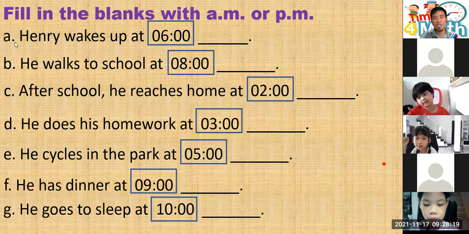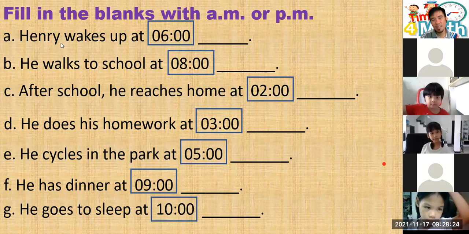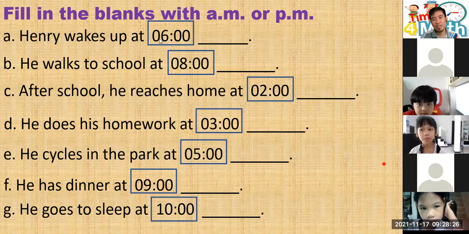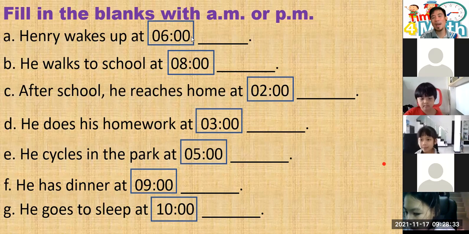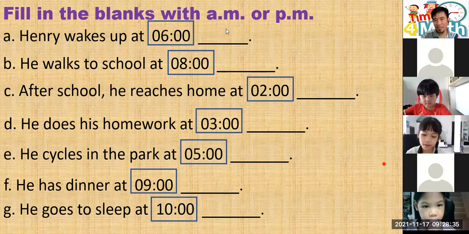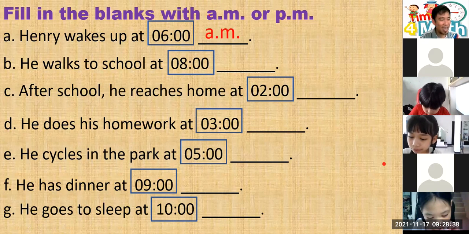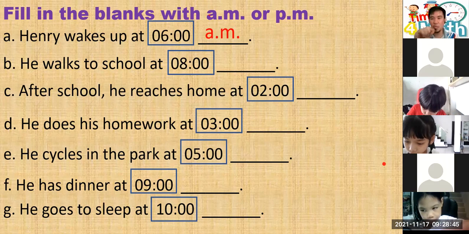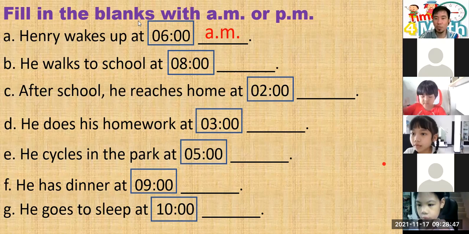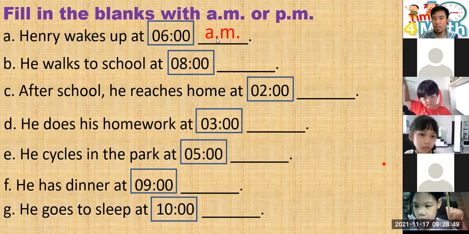Now, letter A, let us read. Ready, go. Henry wakes up at 6 a.m. or p.m.? a.m. Henry wakes up at 6 a.m. Okay, 6 a.m. Everybody finished already? Just write a.m. Don't forget to put a dot. Okay, put a dot. This one, a and then dot, m and then dot.